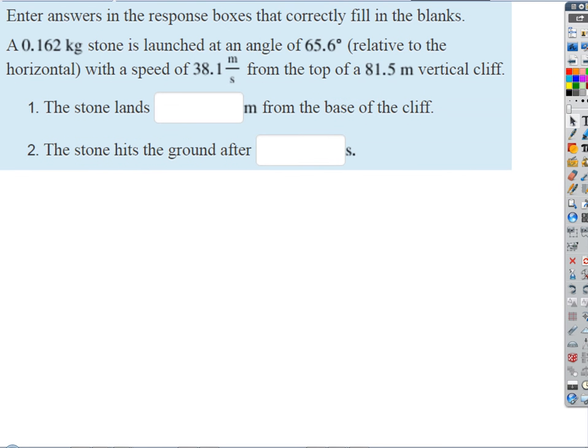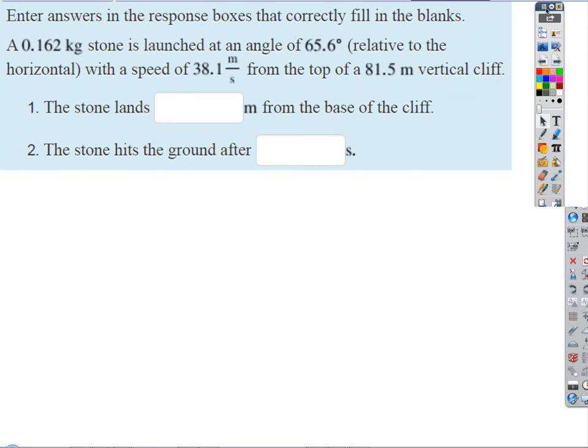Okay, so what do we got here? We've got a situation where a stone is launched at an angle, and they give us the angle, 65.6 degrees relative to the horizontal, with a speed of 38.1 meters per second from the top of an 81.5 meter vertical cliff.